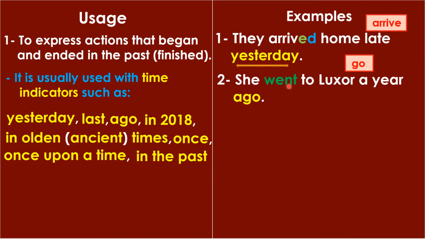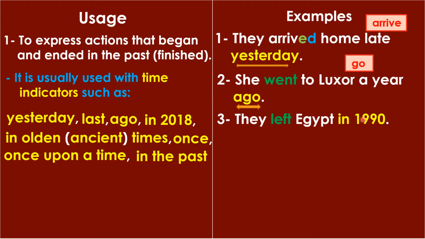طبعا هنا went التصريف الثاني من الفعل go. And ago is the time indicator. Ago هنا كلمة دالة على الزمن. Let's have a look at other examples. Number three. They left Egypt in 1990. And 1990 is a past date.